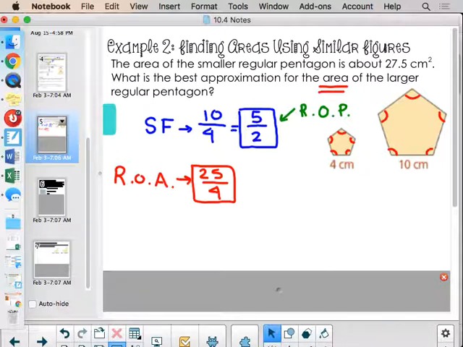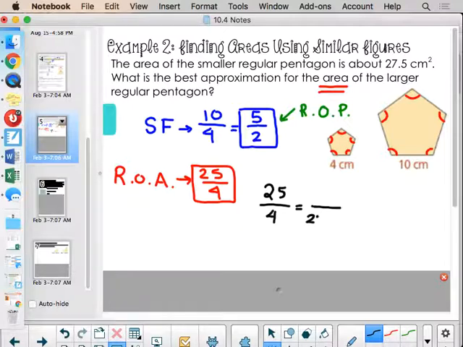Okay? So far my question looks the same as my first example, but this one took it further. What I have been given is the area of the smaller pentagon, and I need to find the area of the larger pentagon. So what I need to do is create a proportion like we did in chapter 7 to find the missing area. So I'm going to take my ratio of area, 25/4, and I'm going to set this equal to the ratio of the actual areas. So I've been given the smaller pentagon has an area of about 27.5. Is that going to go in the top or the bottom of my proportion?